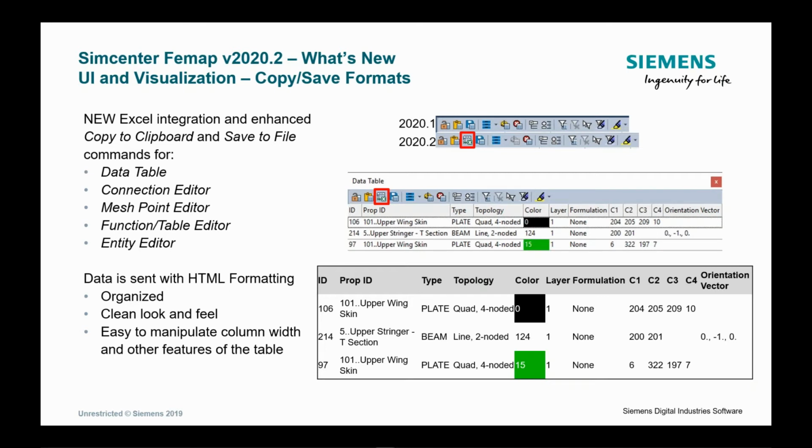For example, in the data table, in the connection editor, in the mesh point editor, in the function table editor, and the entity editor. Basically, anywhere you see this Excel symbol, it's going to spit this data out to Excel, and it's actually really fast, which surprised me. The slowest part is actually opening up Excel. So if you have it already open, it's really snappy. Basically, it's in Excel before you know it.